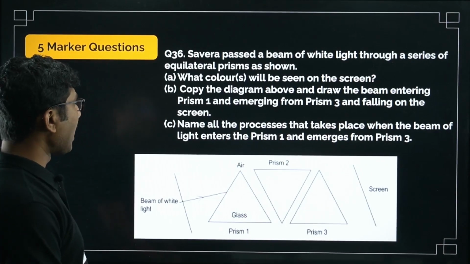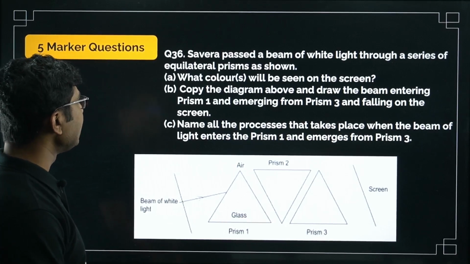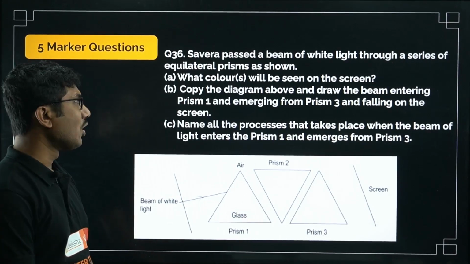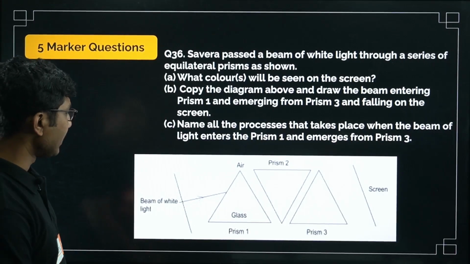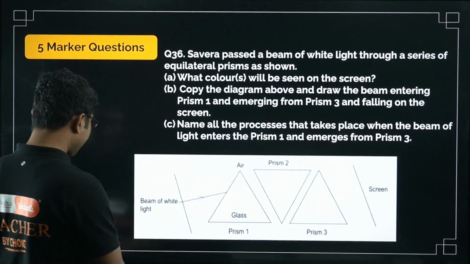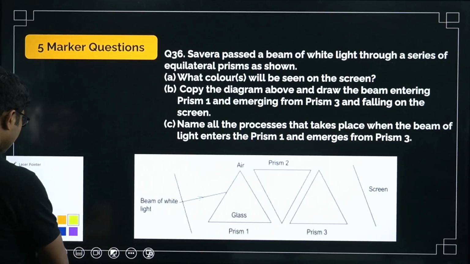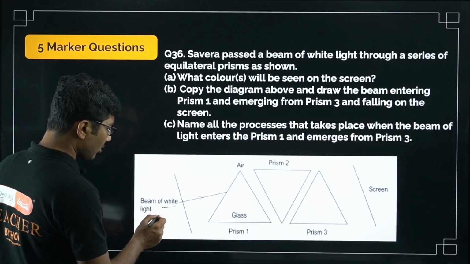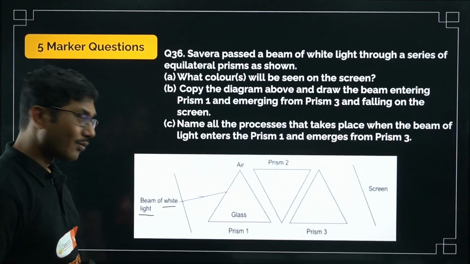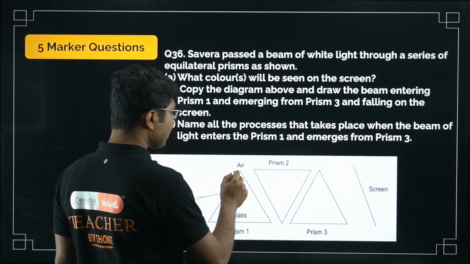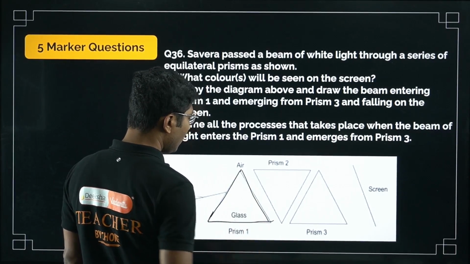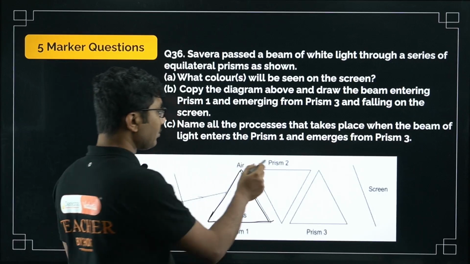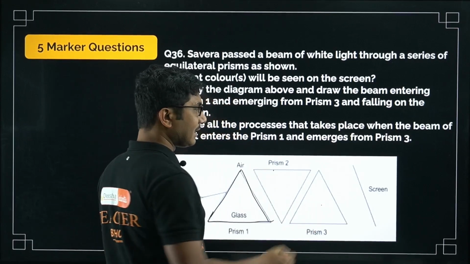Savera passed a beam of white light through a series of equilateral prisms as shown. What colors will be seen on the screen? Okay, so first a beam of white light is passed. Because it is taken from the question paper, the text is not clear. It is a beam of white light. It is getting passed through the glass prism, first glass prism. Then again there is prism 2 and there is prism 3 and there is a screen.